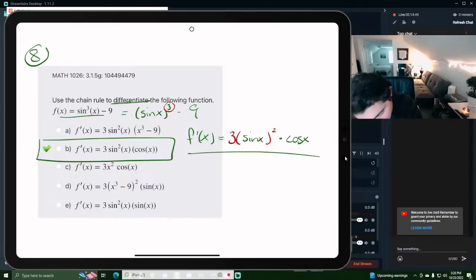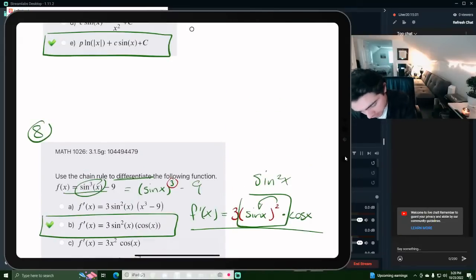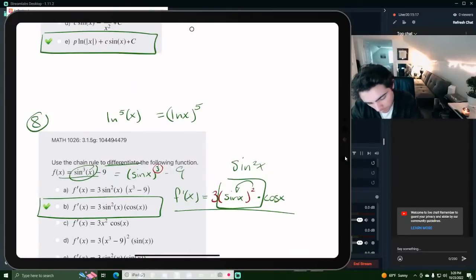So we have our answer. Again, they just rewrote this term back in terms of sine squared of x, but they are equivalent. Earlier I was going to say, if you get a function like sine cubed or cosine cubed, you would rewrite it the same way. Also, if you had ln of x to the fifth, I would recommend rewriting that as ln of x to the fifth. Then you could treat the layers and derivatives in the same exact way we did here. All right.